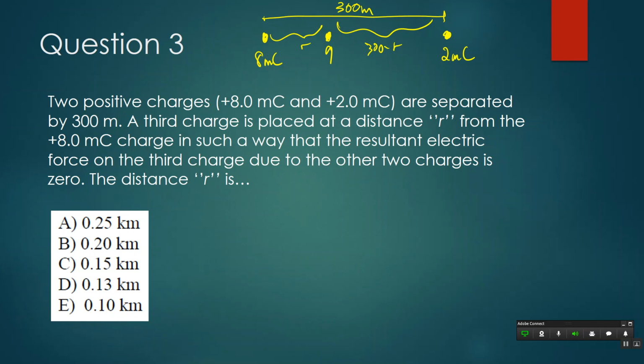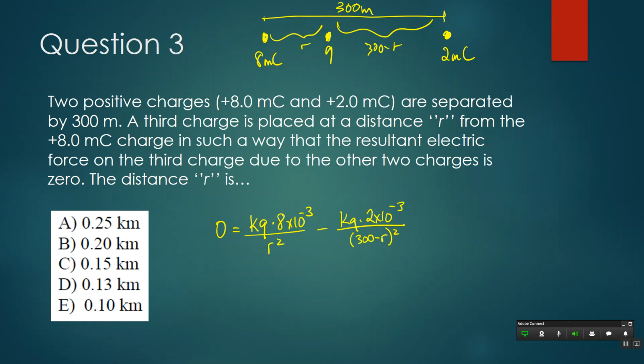And if you add the forces from the two, so it would be 0 is equal to KQ multiplied by 8 times 10 to the negative 3 divided by R squared, plus KQ multiplied by 2 times 10 to the minus 3 over (300 minus R) squared. Oh, this has to be negative because they're going in opposite directions. And then you're solving for R. Oh, yeah, okay, we can do it this way. Thanks, Mark.